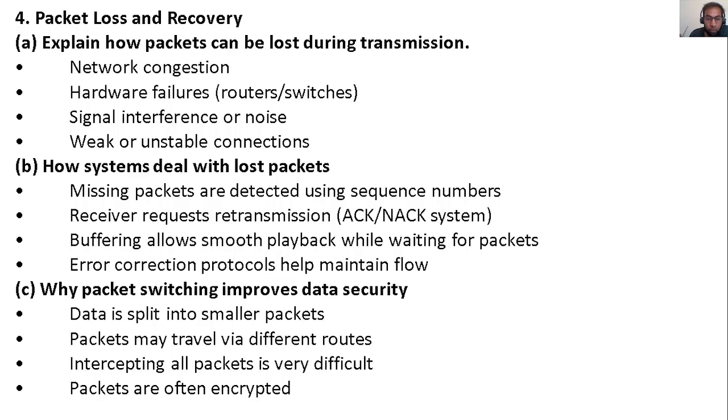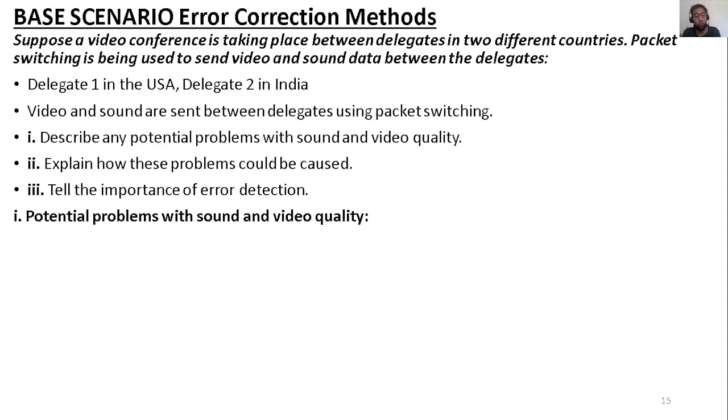Packet switching also improves data security. Data is split into smaller packets, and packets may travel through different routes. Intercepting all packets is very difficult. Packets are often encrypted. Encrypted means that they are encoded with some values. Encoded means, for example, if we are sending A, then it may be encoded into X, B, C, Y, Z, any different kind of code.